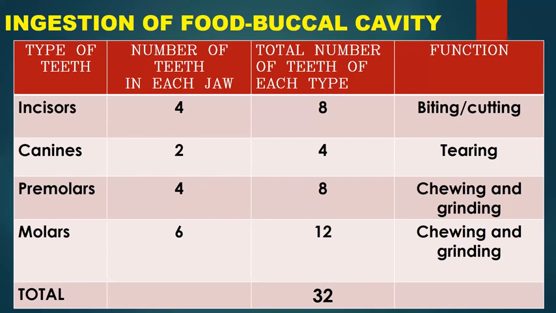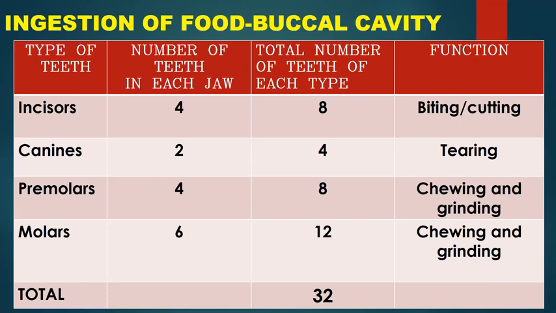Canines. There are 2 canines in the upper jaw and 2 canines in the lower jaw. In total, we have 4 canines. It helps in tearing the food. Premolars. There are 4 premolars in the upper jaw and 4 premolars in the lower jaw. In total, we have 8 premolars. It helps in chewing and grinding the food.